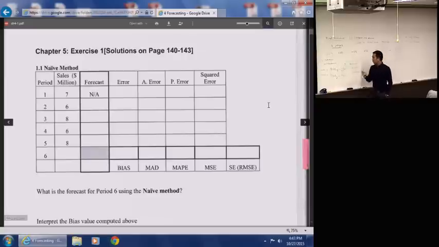Sure, yeah. So sometimes it depends on the business application too, right? Would you rather have an overestimation or an underestimation? If you have overestimation consistently, it means that you tend to produce a lot of things. And if you overestimate the demand, for example, then you're going to have a lot of stuff left in your inventory, and that's going to be costly, right?